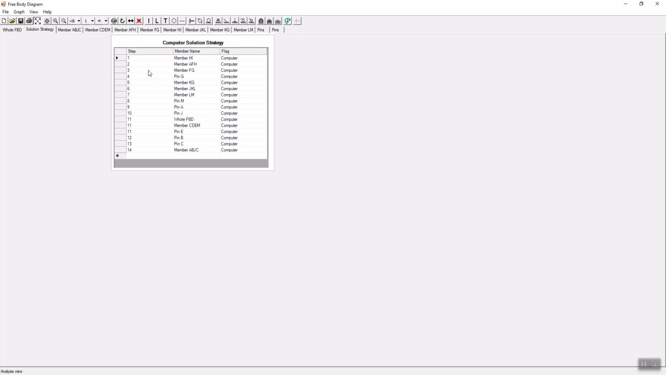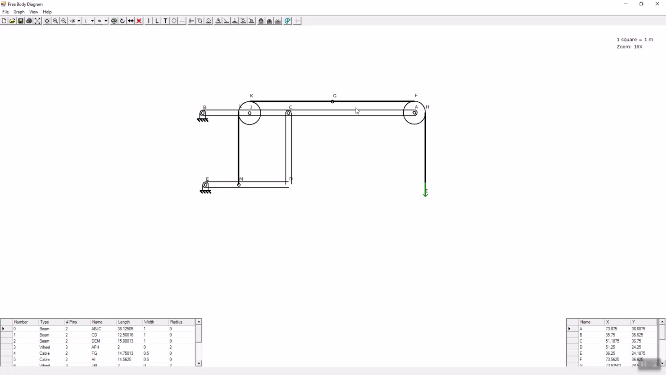Now, in step 3, the computer program asks us to find the force in member FG. So this is member FG. We know the tension in FG from the equilibrium equation for the pulley, and this tension FG is also 100 pounds.